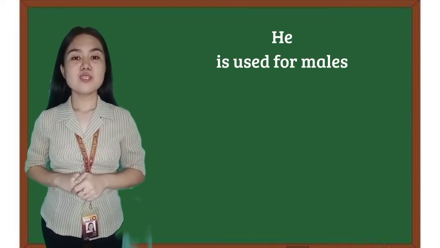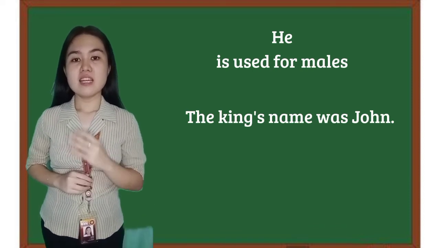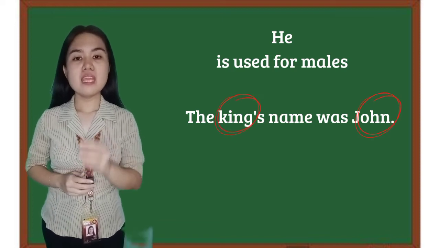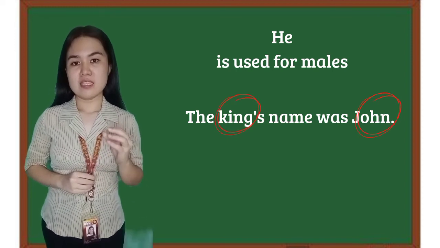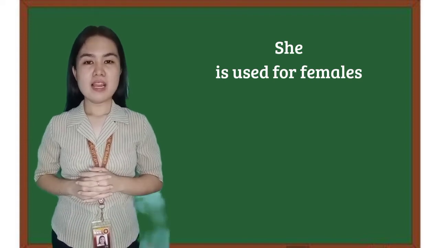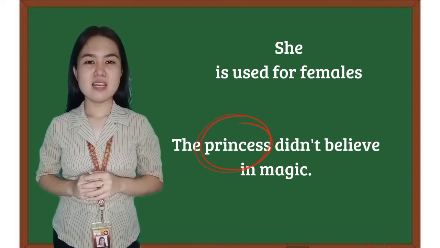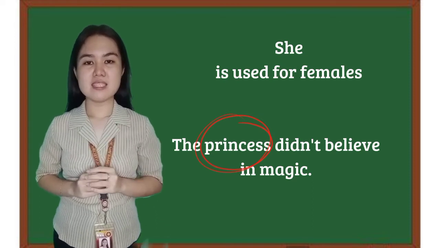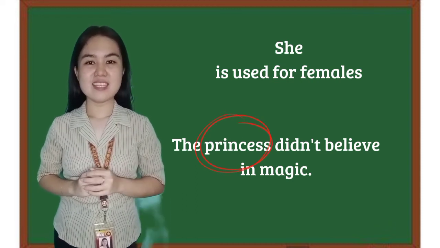The pronoun he is used for males, like the king's name was John. The king and John refer to a male, so we will use he to replace the name of the king and John. The pronoun she is used for females, like the princess didn't believe in magic. The princess is the subject, so we replace the princess with the pronoun she, because princess refers to a female.